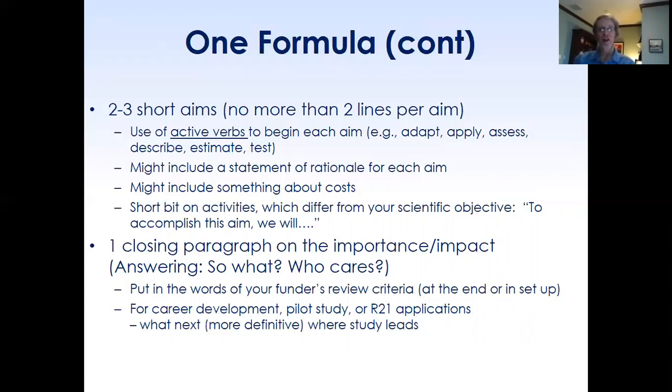And then I'll close at the very bottom of the aims page with a summary paragraph on so what, or who cares. I will often use the funder's own language and the review criteria, and I'll give you an example of that in just a minute. And then for smaller pilot studies, you also might talk about what's next. So I'm writing a K award, and this is going to lead toward the next body of work in an R01 grant or some other grant like that. The mechanism is probably less important than where it's going to take you, okay?